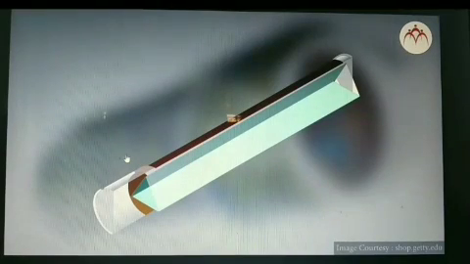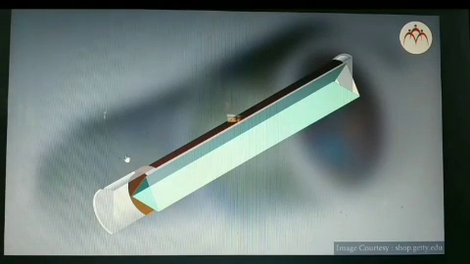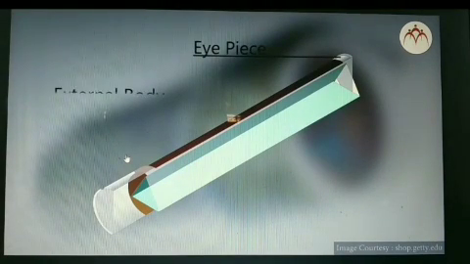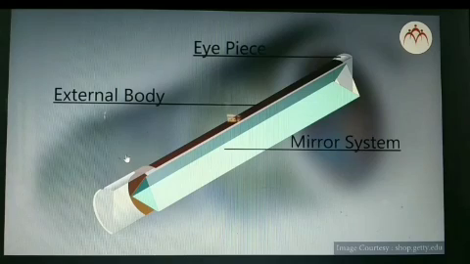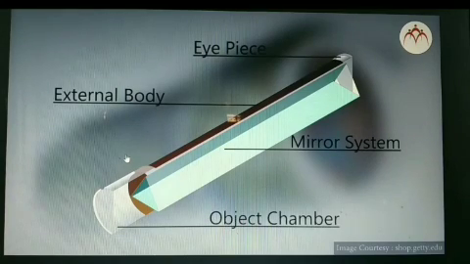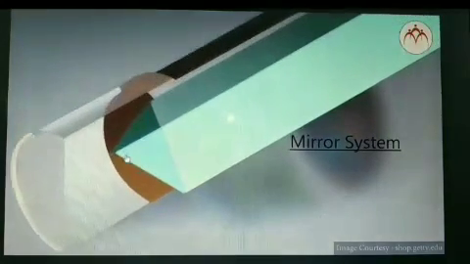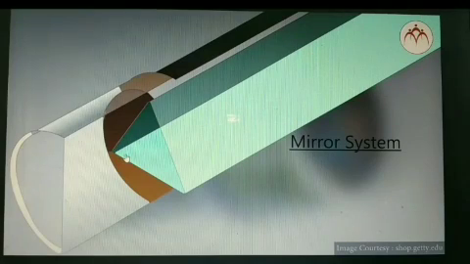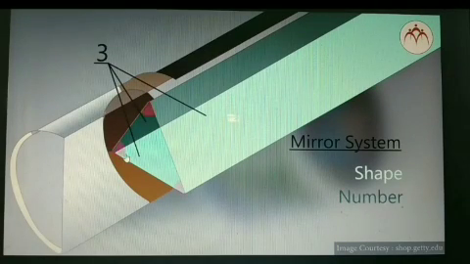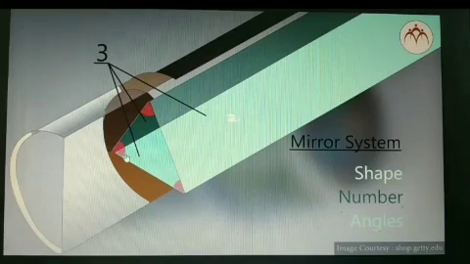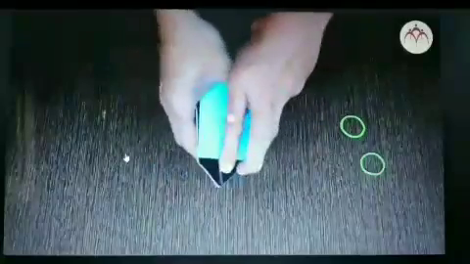There are generally four basic components of a kaleidoscope: eyepiece, external body, mirror system, and object chamber. It is the mirror system that creates the magic. The mirror shape, the number of mirrors used, and the angles at which they are joined combine to produce the image you see. When two mirrors are used, they are arranged in V shape.